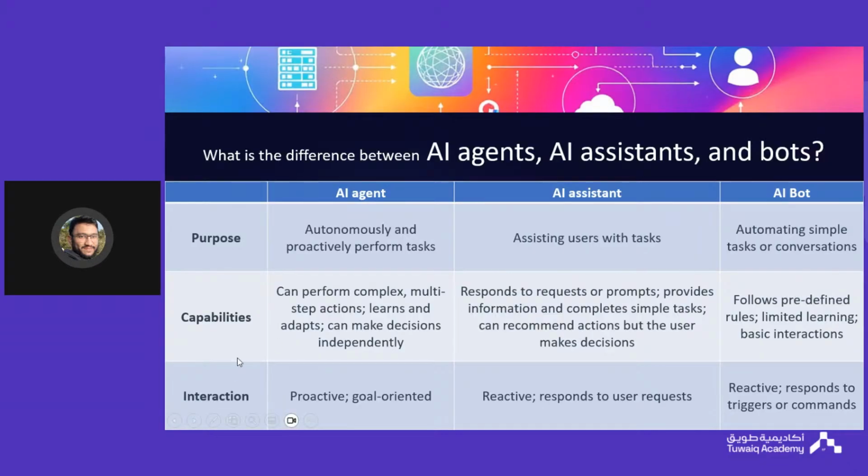Now, even the interaction between the AI agent, assistant, and bot is different. We need to understand that an AI agent is proactive and goal oriented, whereas an AI assistant is reactive and responds to the user's request only. An AI bot as well responds to the triggers or commands given to it.